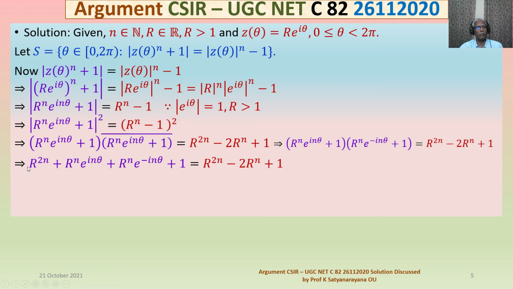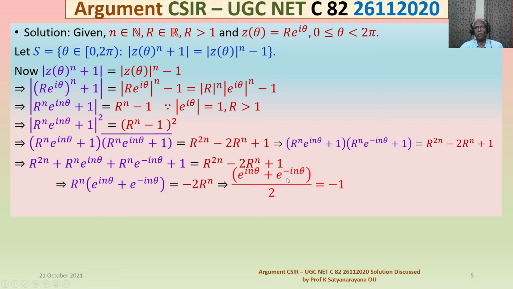Cancel off r^(2n) on both sides and 1 on both sides. Take r^n common here, and that will be r^n (e^(i n theta) + e^(−i n theta)) = −2 r^n. r^n cancels, and send this 2 to the other side. That will imply (e^(i n theta) + e^(−i n theta))/2 = −1, and this is equal to cos n theta, which implies cos n theta = −1. And this is precisely the set S we have computed.